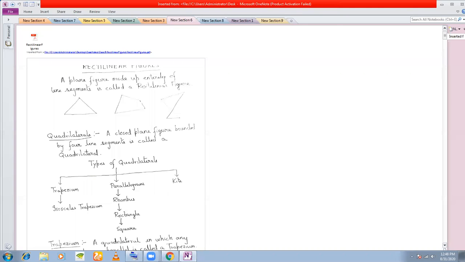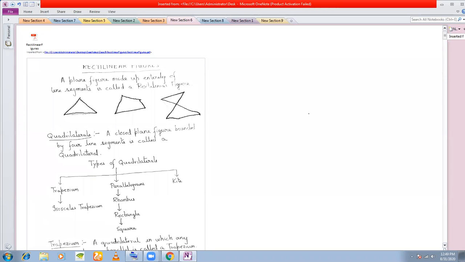Examples of rectilinear figures I've already shown you. This is a rectilinear figure. This is a triangle, a rectilinear figure. This is a quadrilateral. This is a rectilinear figure. This figure that I have drawn may not be very clear, so let me redraw it. This is also a rectilinear figure because it is made up of line segments. All these are rectilinear figures.